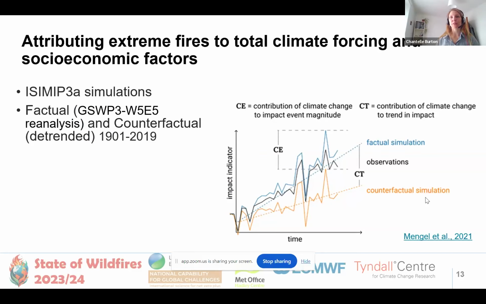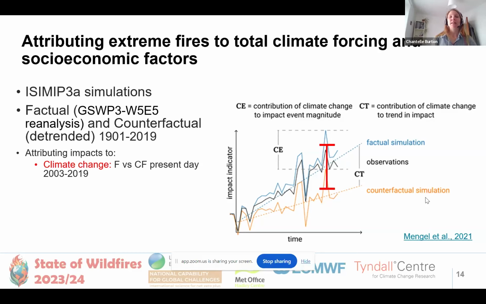The second approach we've got is looking at impact attribution. So here we're aligning with EasyMIT simulations, where we've got 2 different simulations. We've got a factual, which is driven by reanalysis across the historical periods, versus a counterfactual, which is a detrended version of that reanalysis, which you can see in the blue versus the orange lines on the right-hand side.